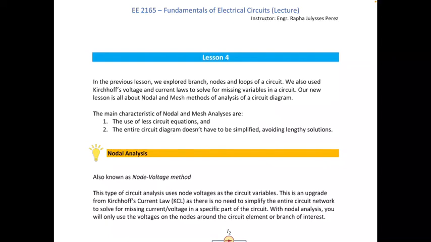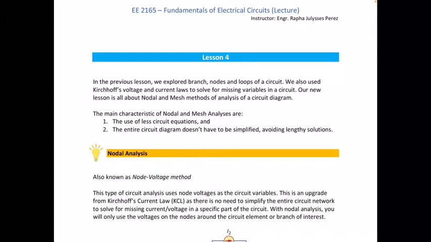Lesson for EE2165, and in this lesson we will particularly discuss Nodal and Mesh Analysis. Before we proceed, let me just rehash that in the previous lesson we explored the parts of a circuit diagram. We have branches, nodes, and loops of a circuit. We also discussed circuit analysis by way of Kirchhoff's voltage and current laws to solve for whatever is missing in a circuit diagram.